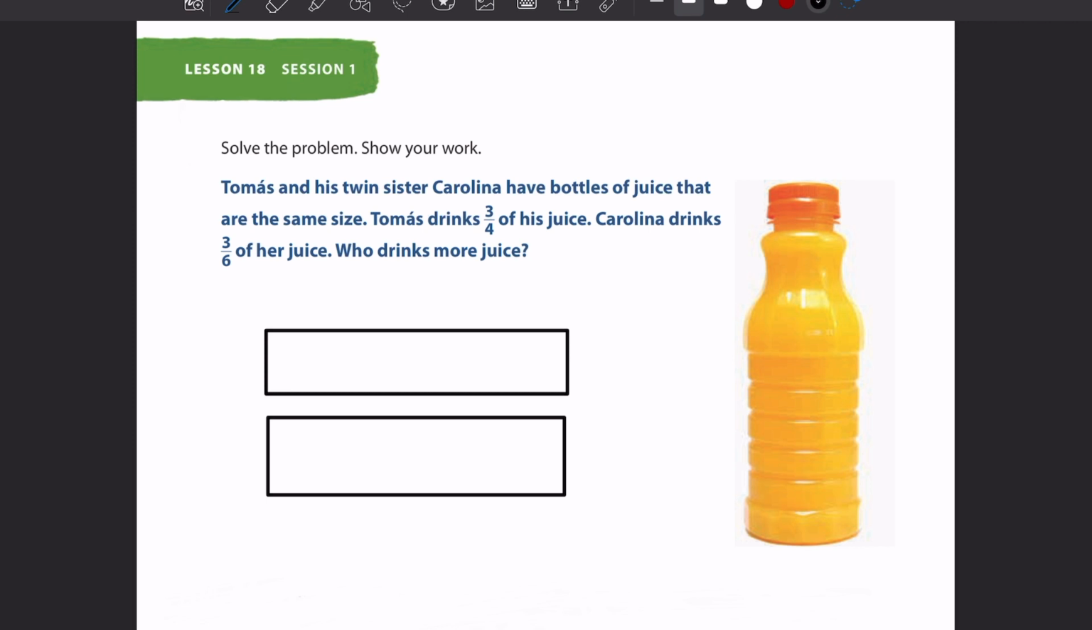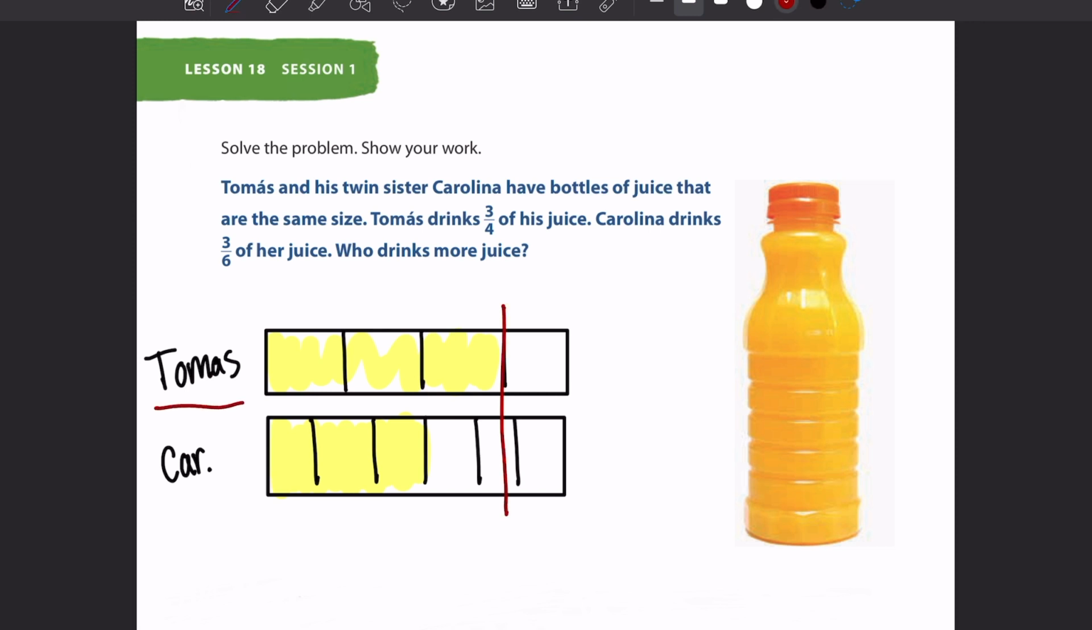are in the denominator. So Tomas would be 4 pieces. And then Carolina would be 6 pieces: 2, 3, 4, 5, 6. All right, so I'm going to once again shade in the amount that Tomas drank. He drank 3 out of the 4. And then I'm going to shade in the amount that Carolina drinks, 3 out of the 6. Once again, we can quickly see who drank more. It was obviously Tomas.